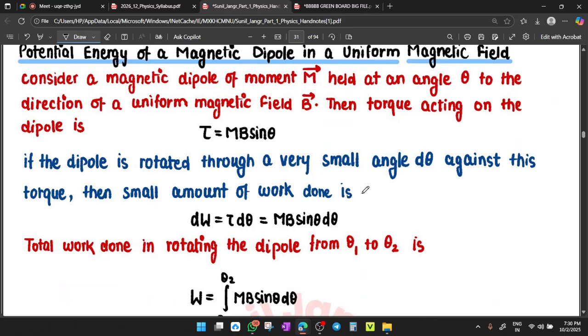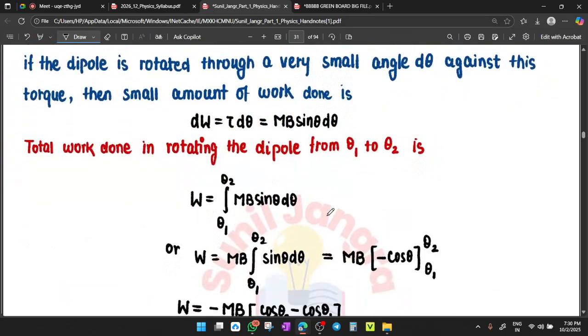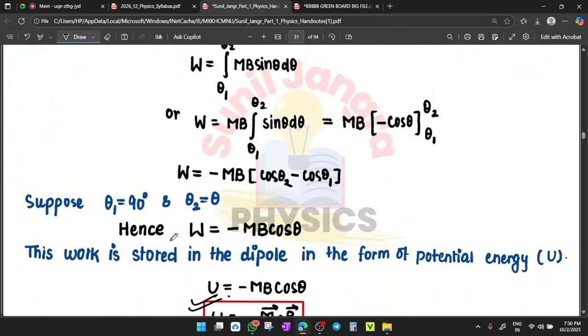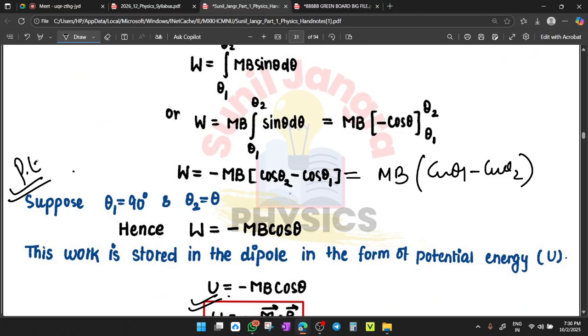So integrating this from the limit theta 1 to theta 2 becomes the same formula. Torque equals minus mb (cos theta 2 minus cos theta 1). You can dissolve the negative sign as I have done before, so it becomes mb (cos theta 1 positive minus cos theta 2 negative). Clear? Now for theta equals 90 degrees, this is the derivation for potential energy.